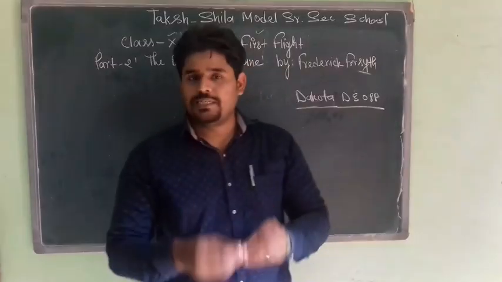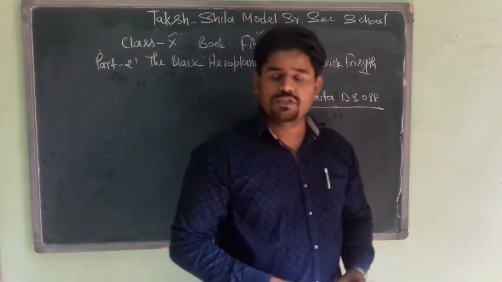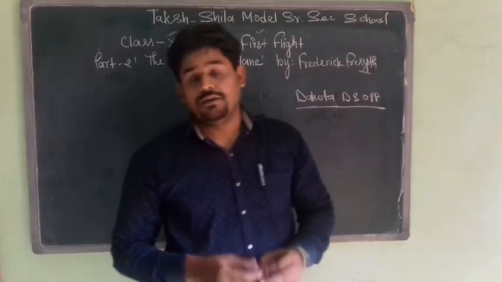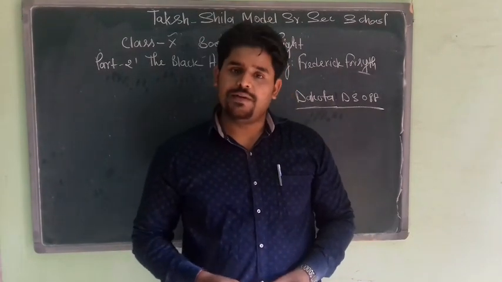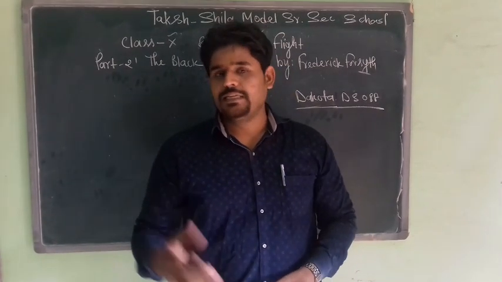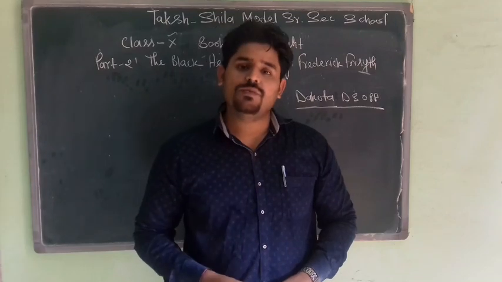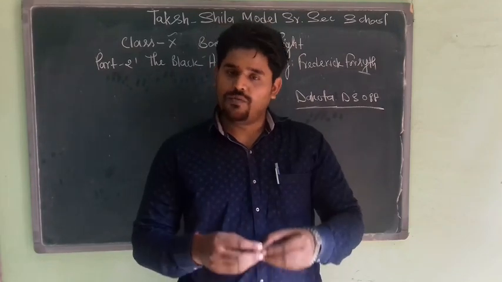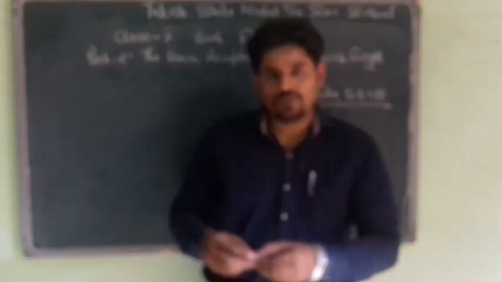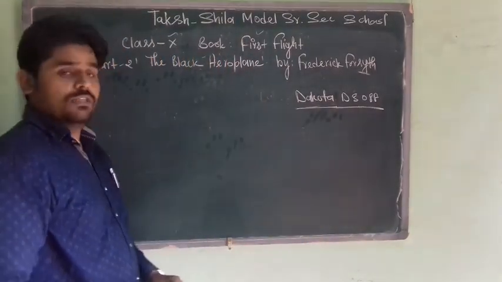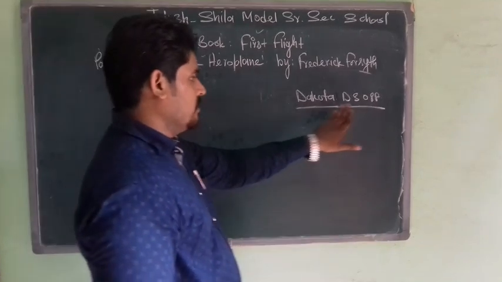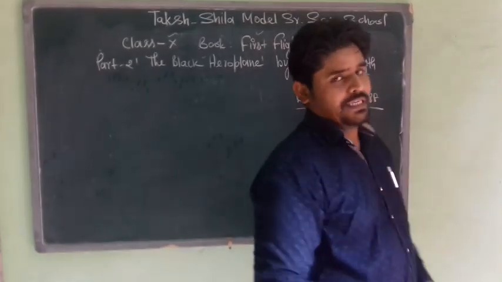So students, just as he moved a little ahead, he saw big lights. He saw lights of a big city. So he decided to make a call to the Paris control room. And why did he decide to make a call? Because he wanted to receive his directions for his further journey. So students, he made a call to the Paris control room. He told the name of his plane, that was Old Dakota DS-088.